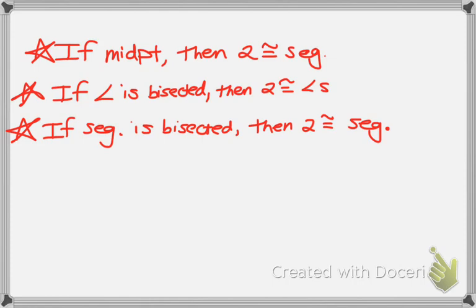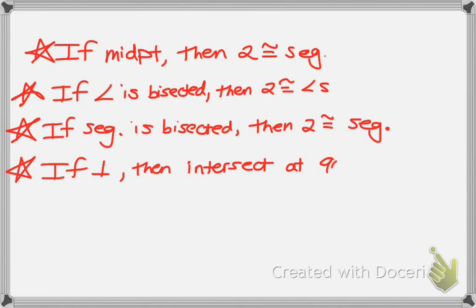Okay. What else do we have? Do you have anything about perpendicular? If perpendicular, then intersect at 90-degree angles. Good. Make sure that's on there if it's not. What's true about 90-degree angles? Yeah, so if you have right angles, isn't it true?